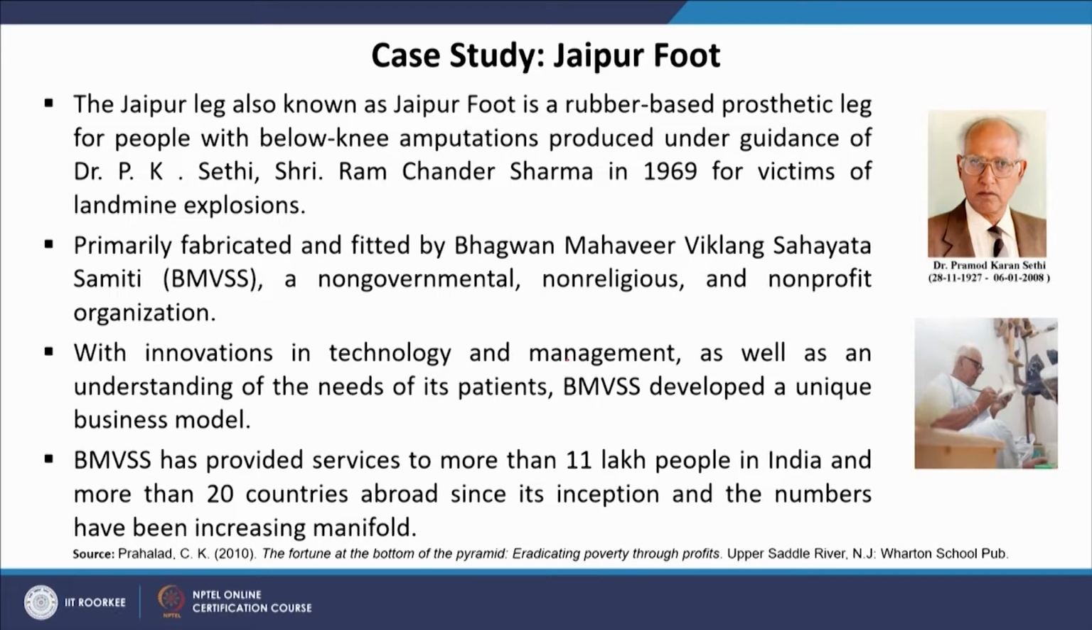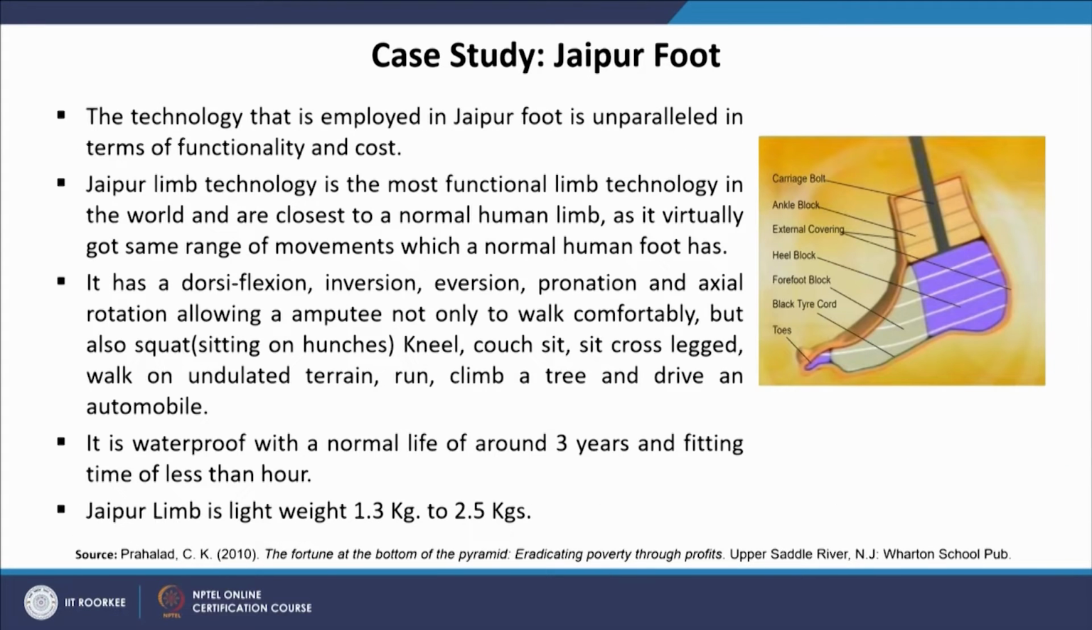With innovations in technology and management as well as an understanding of the needs of its patients, BMVSS developed a unique business model. BMVSS has provided services to more than 11 lakh people in India and more than 20 countries abroad since its inception, and the numbers have been increasing manifold since then. Jaipur limb technology is the most functional limb technology in the world and is closest to a normal human limb, as it virtually has the same range of movements which a normal human foot has.